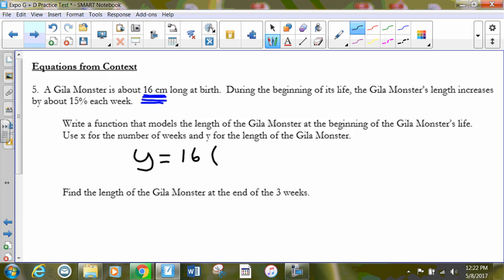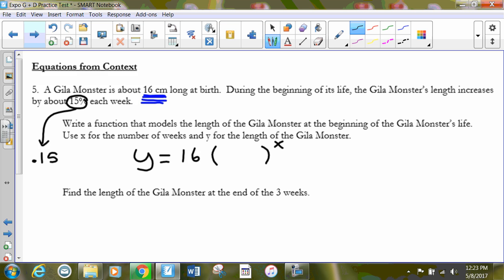And then we've got our growth factor, because this Gila monster is growing, so it's going to be a growth. We need our growth factor, and then we have x for our exponent. And so how do we find the growth factor? Well, if you want to put 0.15 in, that's a good way to get it wrong. So let's do it the right way. I look at the percent, and I'm going to change the percent to a decimal. If I do that in my calculator or in my head, I see that's 0.15. That is the growth rate. It is not the growth factor.